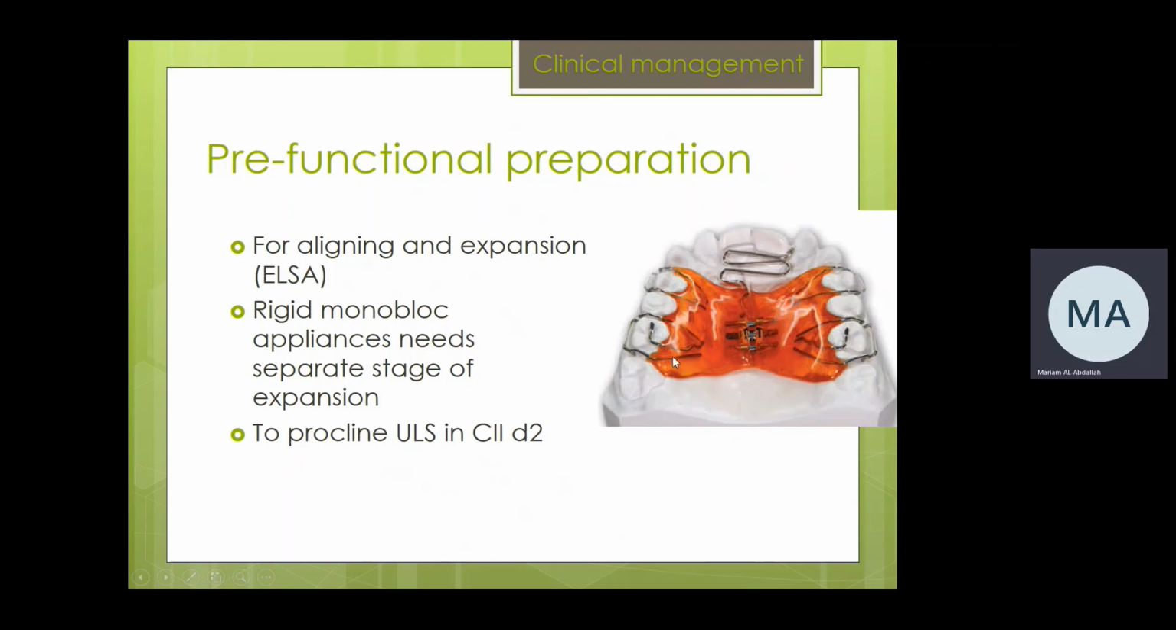ELSA appliance is sometimes used before functional appliances, especially if you're using medium opening activator. But if you're using twin block appliance, then this is not necessary. You can add the expansion screw and you can add the reverse labial palatal loop with the same functional appliance.